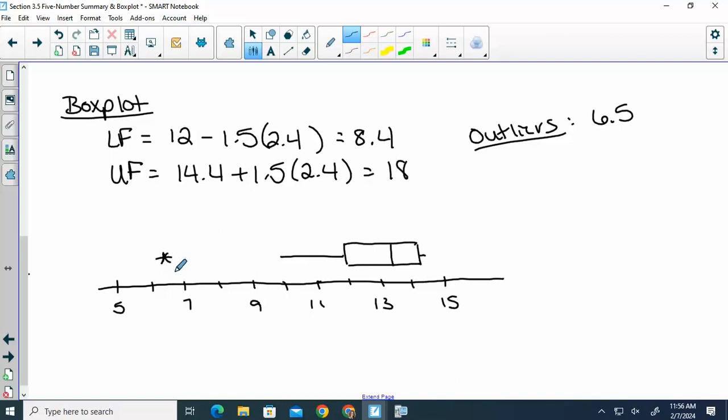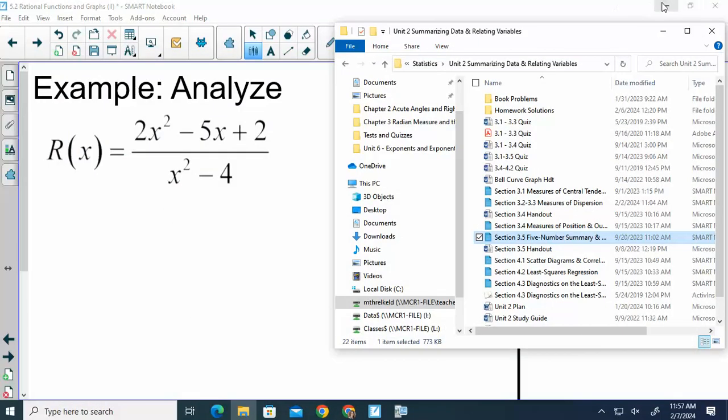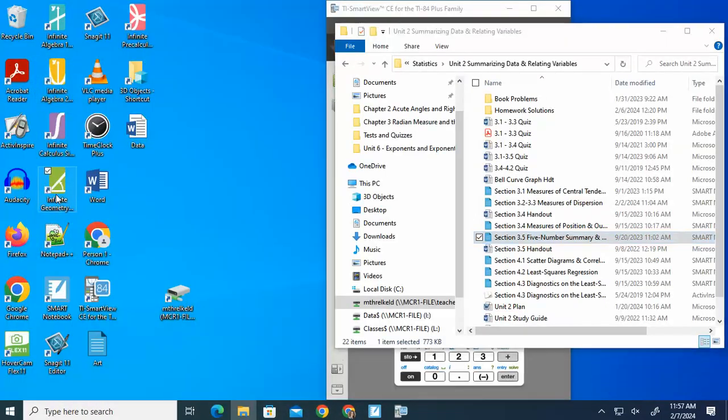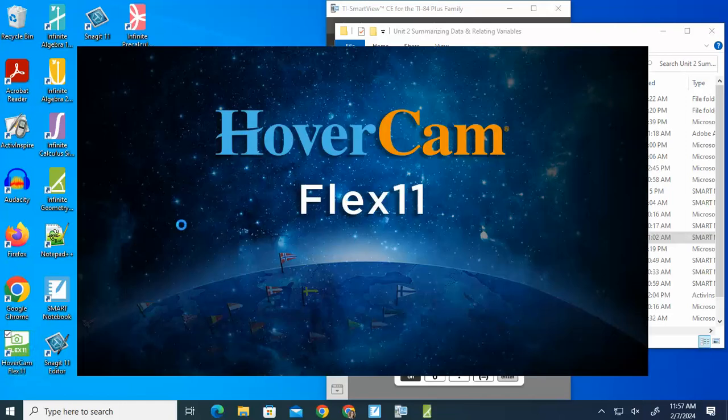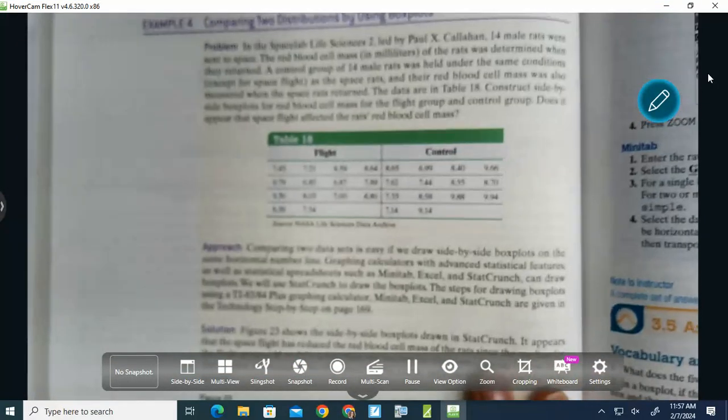Okay. I wanted to end just by showing you how we could do this on our calculator. And I told you you didn't have to bring your book, but I wanted to do an example out of the book. So I'm going to put one up here, really just so we have some data to look at.